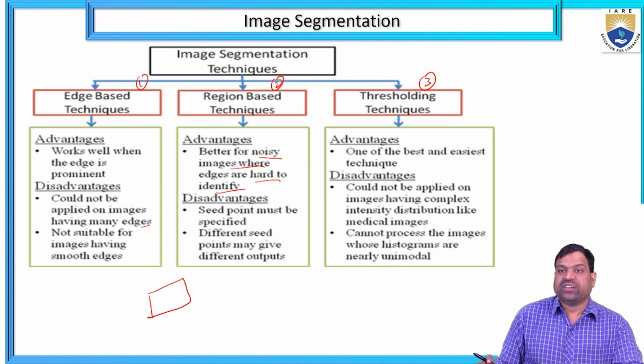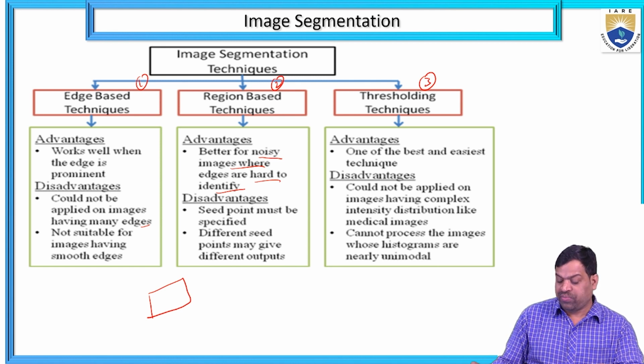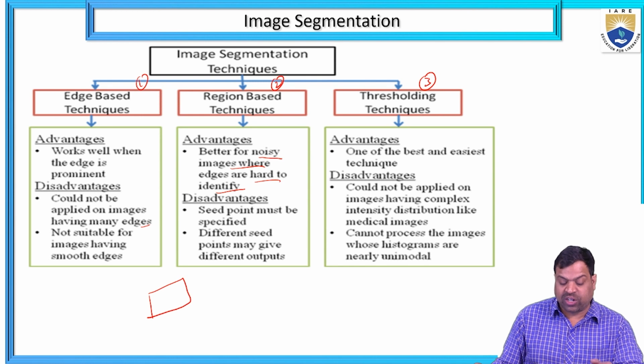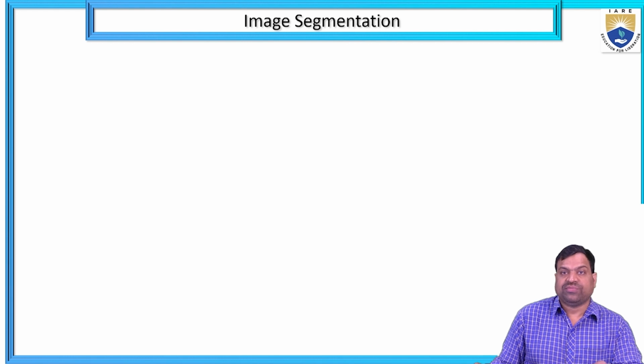The threshold technique is one of the best and easiest techniques. As for disadvantages, it cannot be applied on images having complex intensity distributions like medical images, and it cannot process images whose histograms are nearly unimodal. These are the advantages and disadvantages of the edge-based, region-based and thresholding techniques. Each one we will discuss now.